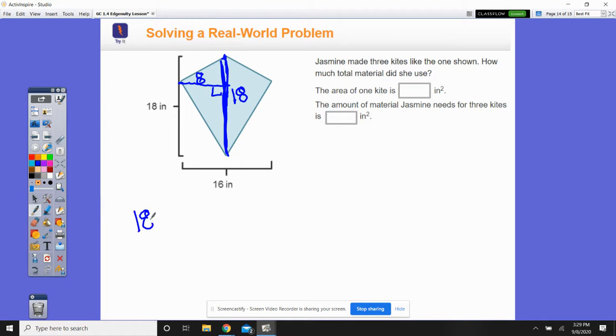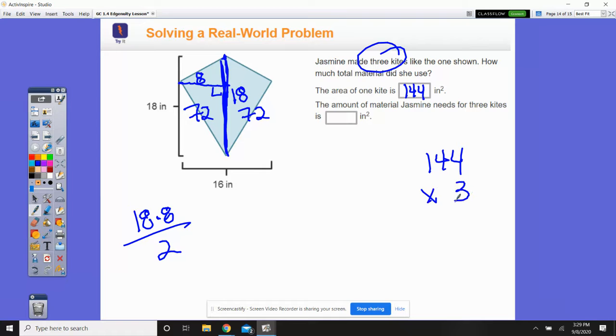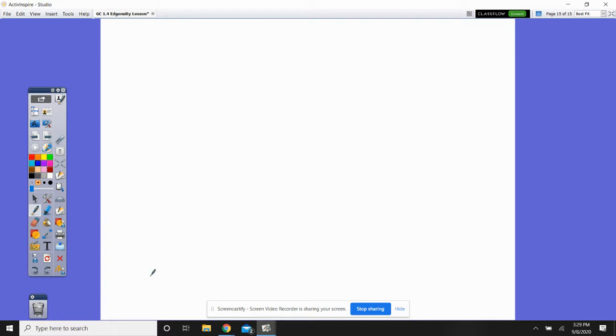So then you'll take base times height, divide by 2. 18 times 8, divide by 2. That's 72 for this triangle, 72 for this triangle. So the area of one whole kite would be 144. But she's making 3 kites. So I'm going to take 144 times 3, and I'm going to get 432 inches squared. That's it for the lesson today.